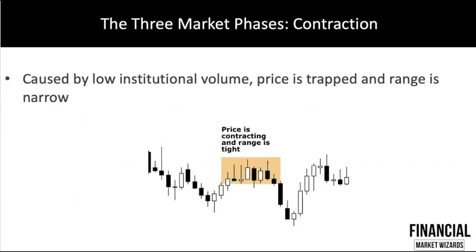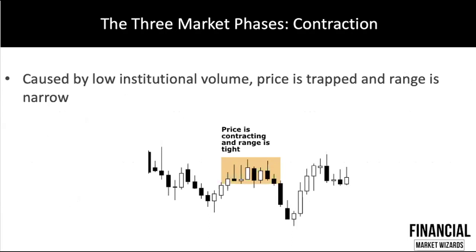Now let's get into the first phase, which is the contraction. Normally in this phase, what you see is caused by low institutional volume. That means the institutions are not very interested in taking a position. This kind of scenario happens during ECB, European Central Bank, conferences and Bank of Japan conferences. Basically the market is not moving much because the market is not sure yet.